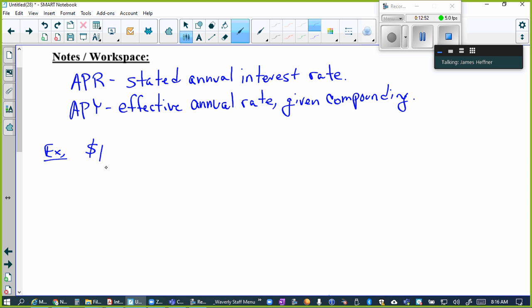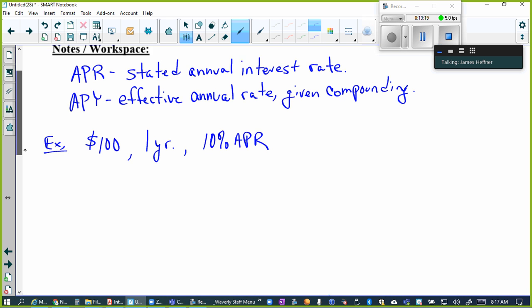Nice, easy number to work with, right? And we're going to invest it for 1 year. Okay, another nice, easy number to work with. That way our T can just be 1 when we work through things. And we're going to say that we have a 10% APR stated, okay? So let's look at if there's no compounding, or just compounding once per year.